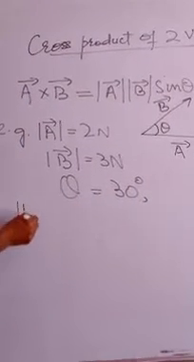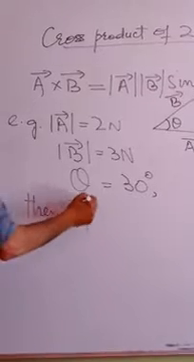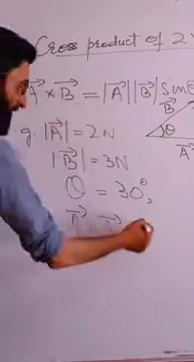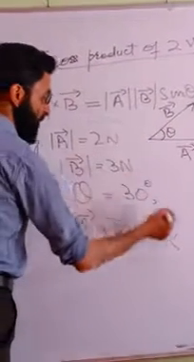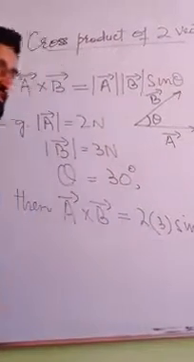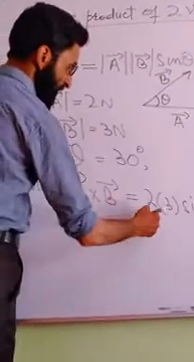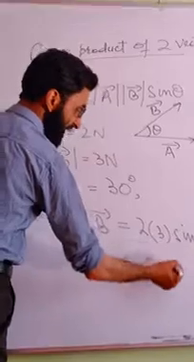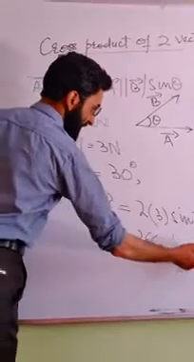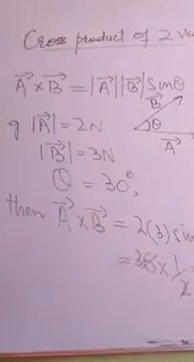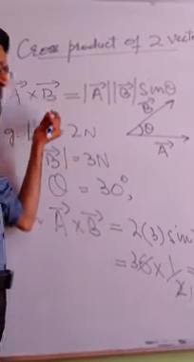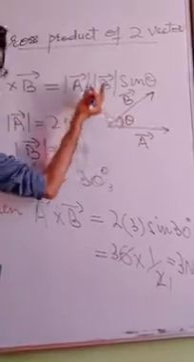Then A cross B will be equal to magnitude of A, we write 2, magnitude of B, we write 3, and sine of the acute angle, that is sine of 30 degrees. It will be equal to 2 into 3 is 6, into sine 30 is 1 upon 2. 2 1s are 2, 2 3s are 6. It will be equal to 3. This is the cross product of two vectors when their magnitudes are given and the acute angle is given.